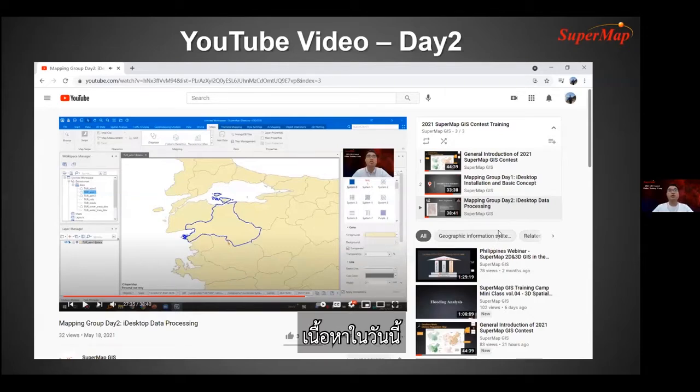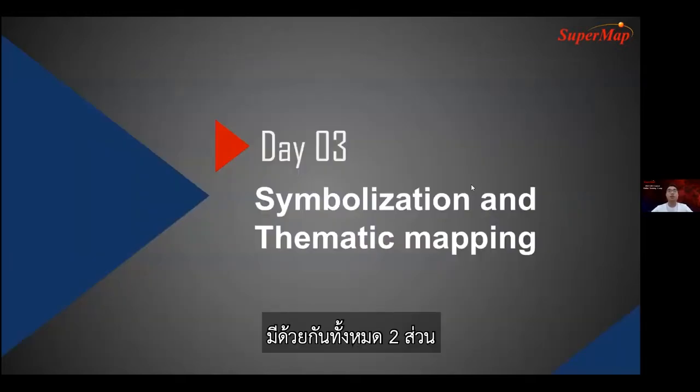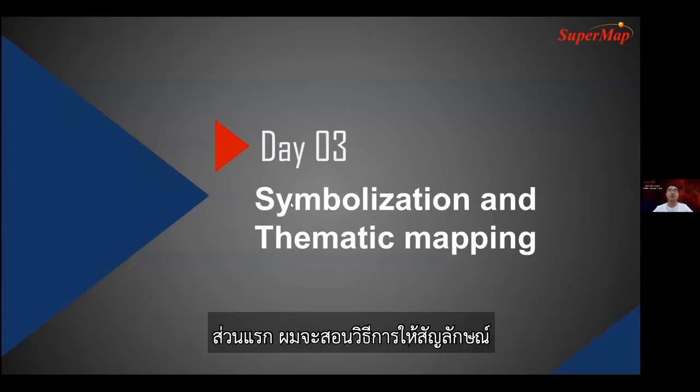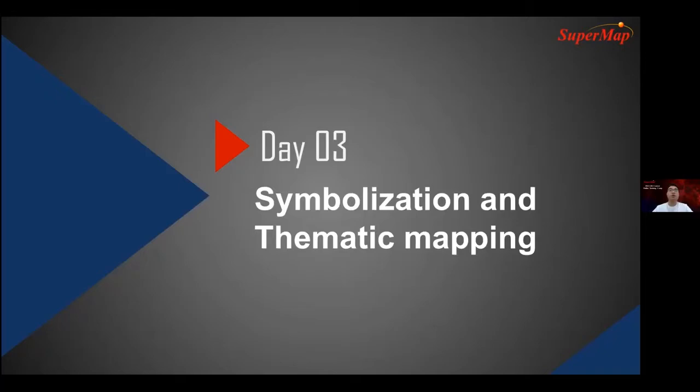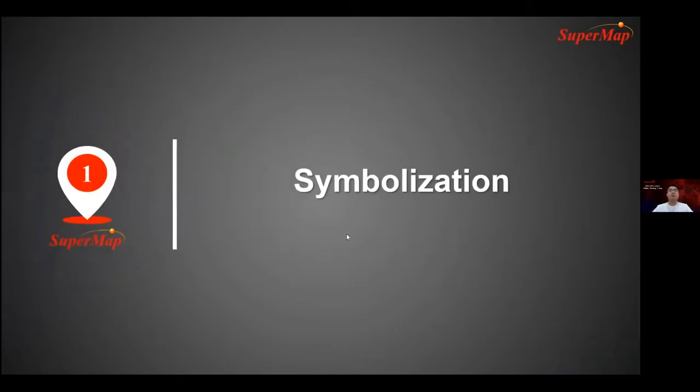So for today's topic, we will have two parts. The first part, we will show you how to do the symbolization, like we can set some style for different layers. And then we will go to the semantic mapping. We will help you to know how to make some semantic map for some specific topic. So let's start from the symbolization.